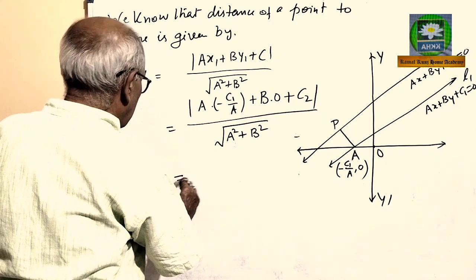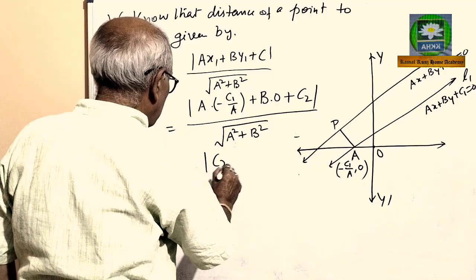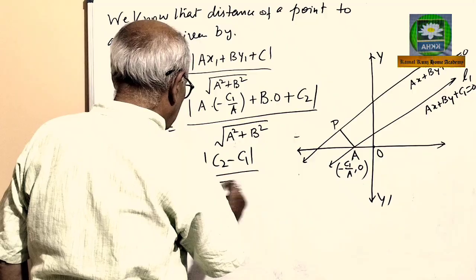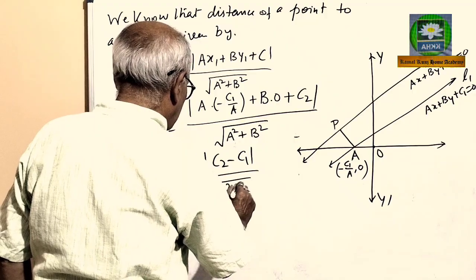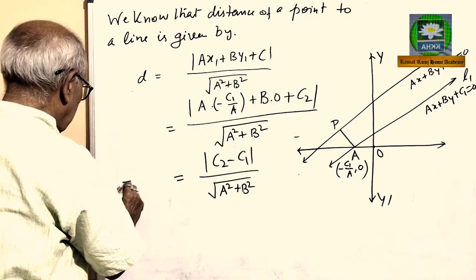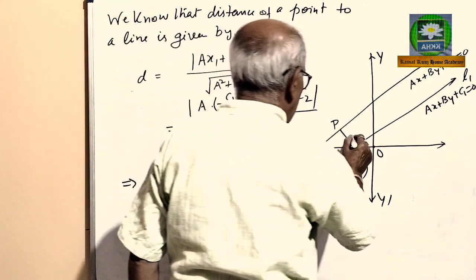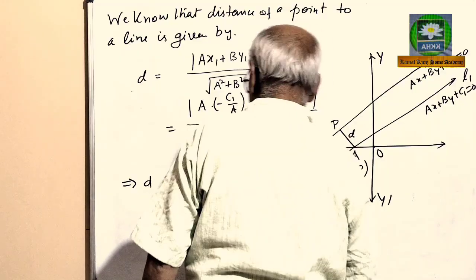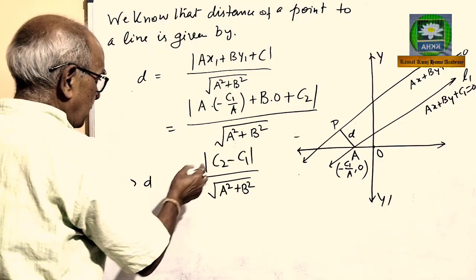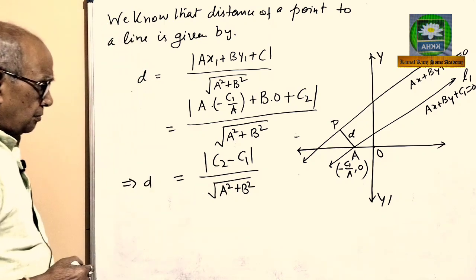This is equal to c2 minus c1 upon under root a square plus b square. So this is d, the distance between two parallel lines, given by c2 minus c1 divided by under root a square plus b square.